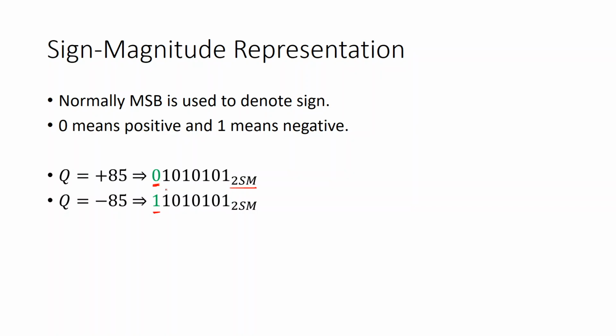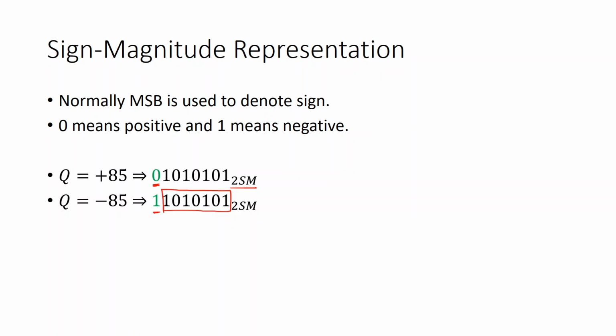And if you evaluate this number, this much only, then you will get 85 as the quantity. You can do the expansion and see it will come as 85. So the first one is plus 85 and the next one is minus 85. In this way you can represent any quantity, be it positive or negative, using the signed magnitude convention.